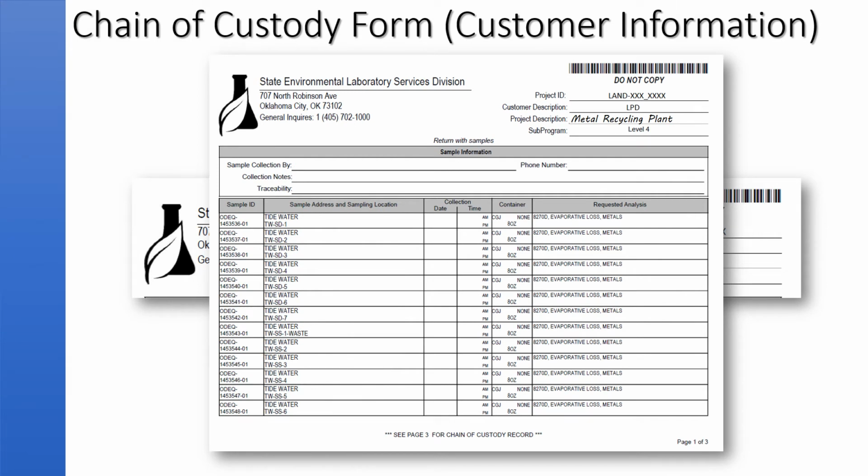Customer information is already completed on prelogged projects and samples. If provided, a description for the project will show in the project description field. Descriptions can be used to tell sampling events apart. For example, March 2020 or metal recycling plant. If you have a project plan on file with the lab, the project description from that paperwork will be used.